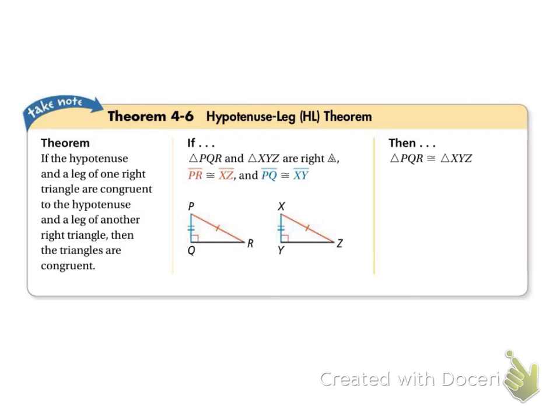Okay, so here's our hypotenuse leg theorem, which, for those of you that asked about an ASS theorem, no, we don't have an ASS theorem, but we do have a hypotenuse leg theorem, which is essentially ASS, but it's a specific one. So this says if the triangles are both right angles and a leg is congruent, so that's in the blue, and the hypotenuses are congruent, then the triangles are congruent.